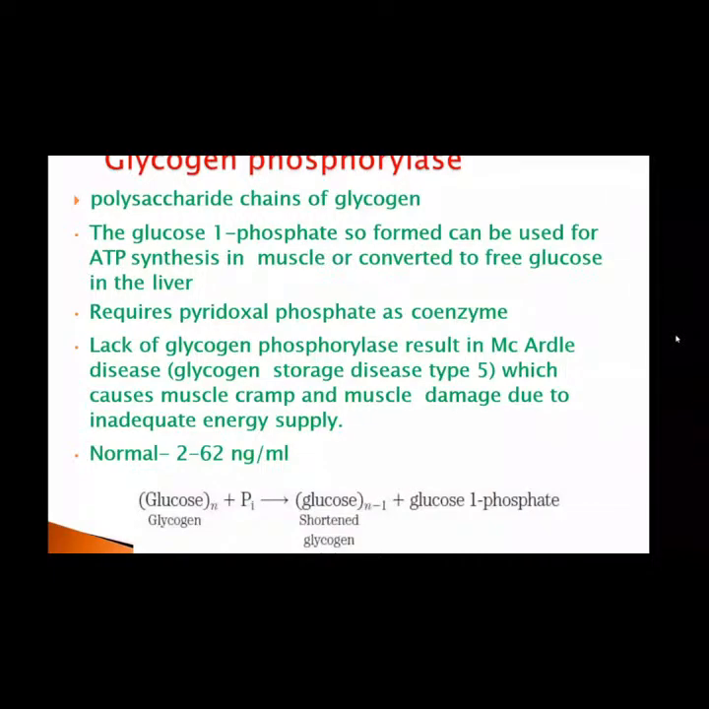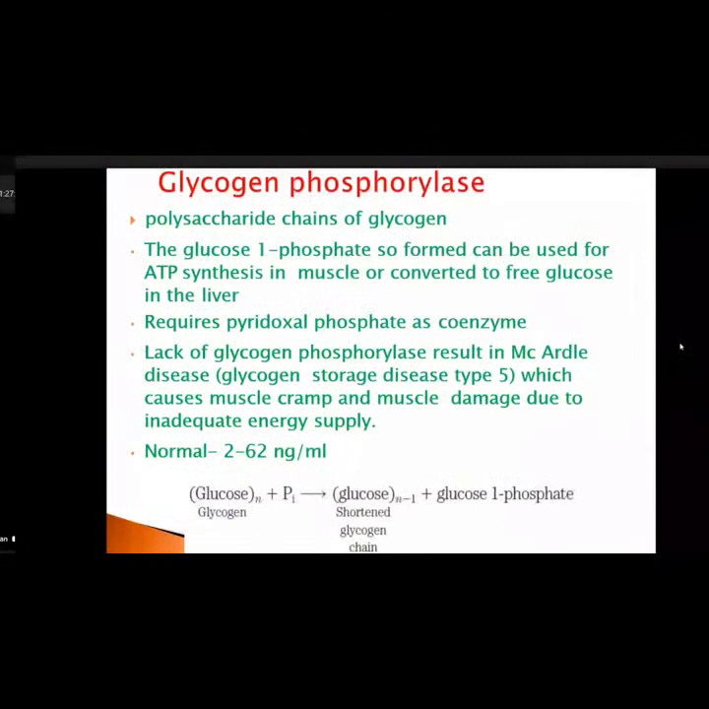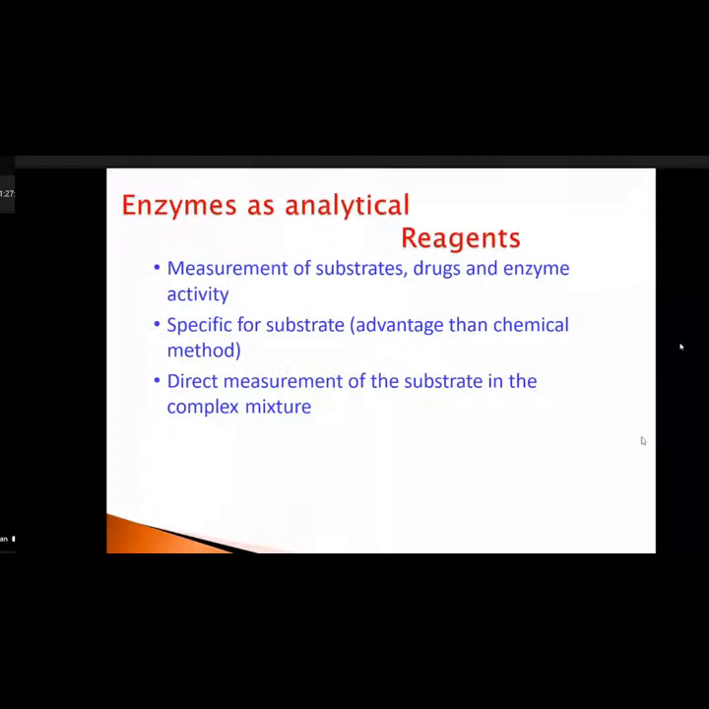So it acts on glycogen. You know what is glycogen? It is a polysaccharide which is present in animals. In plants, it is starch, right? The polysaccharide present in plants is starch. So instead of starch, in animals and also in human beings, we have glycogen as a polysaccharide. Normal level is 2 to 62 nanogram per ml, right? So in muscle disorder, the level of glycogen phosphorylase is increased.